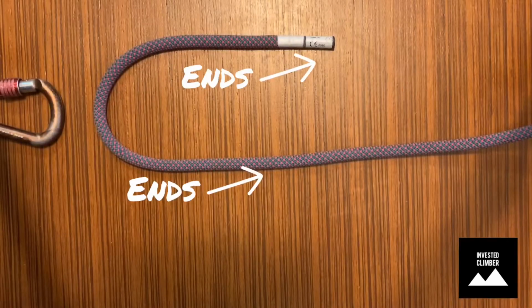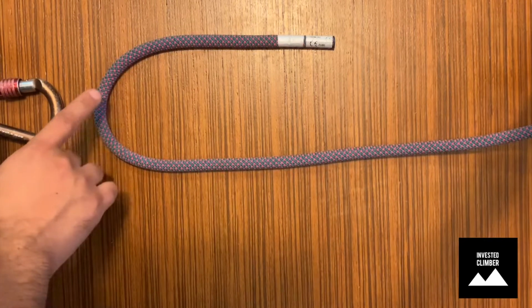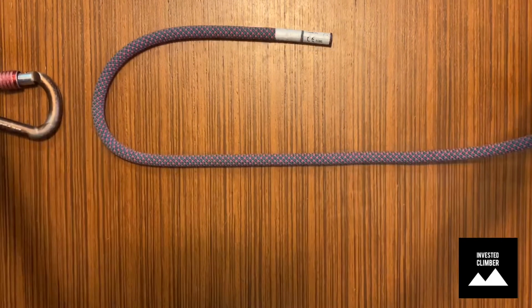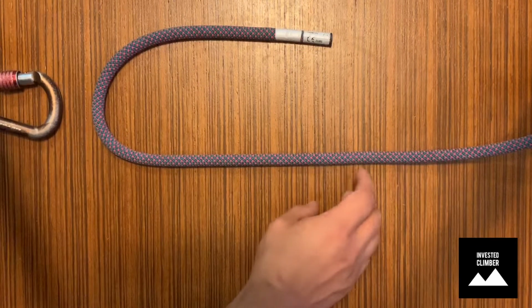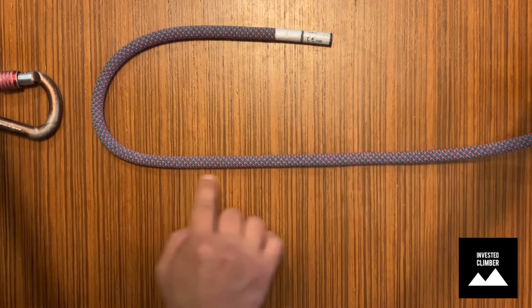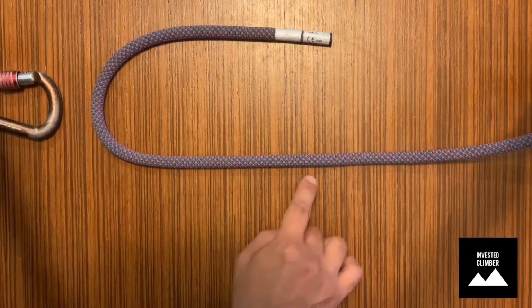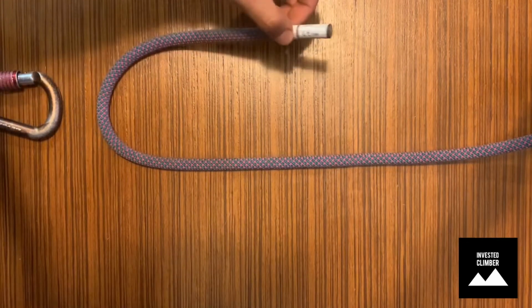Every section of rope has two ends. The middle is the part of the section that's equidistant to the ends, so right here. When working with rope, you define the ends as a standing end and the working end. If we're working with this rope, our standing end is going to remain stationary. We're not going to move this section. The working end is the one that we move.